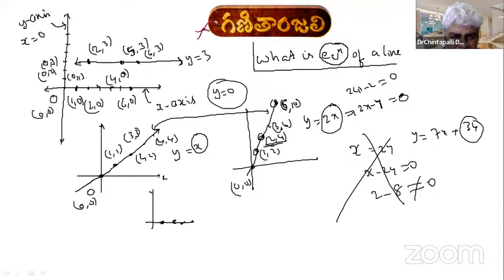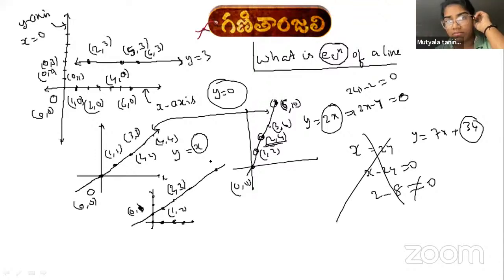these coordinates are (0, 1), (1, 2), (2, 3), up to (9, 10). Can you tell the equation of this line?